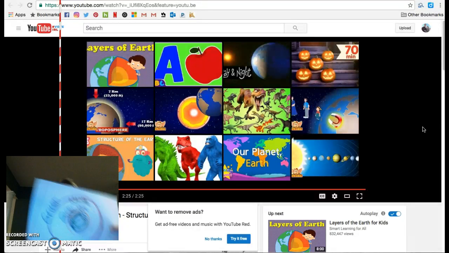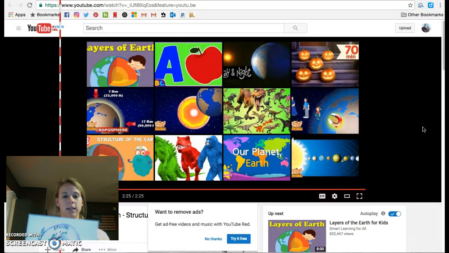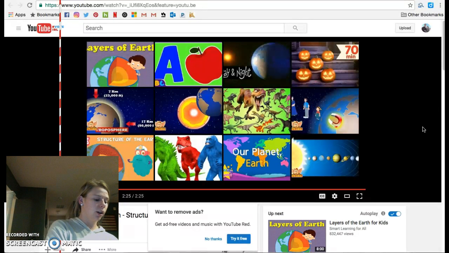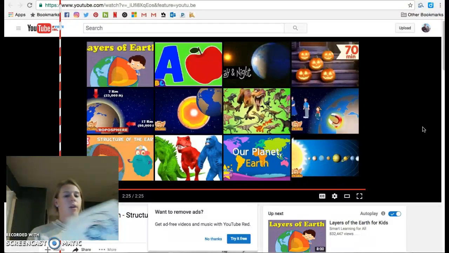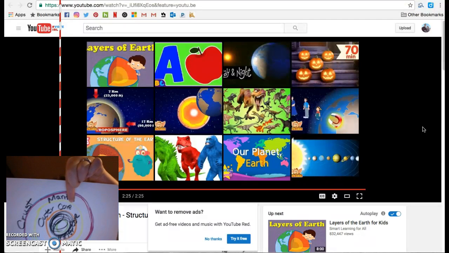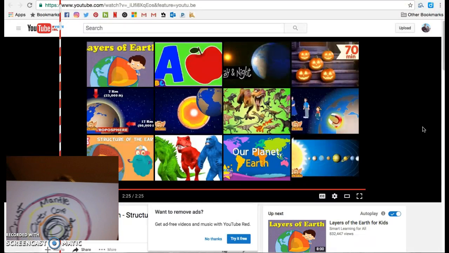All right, now who remembers what was in the very middle? It's just kind of like the outer core, but it's the inner core. And we found out that the inner core is very, very hot. So we have the crust, the mantle, the outer core, and then the inner core.